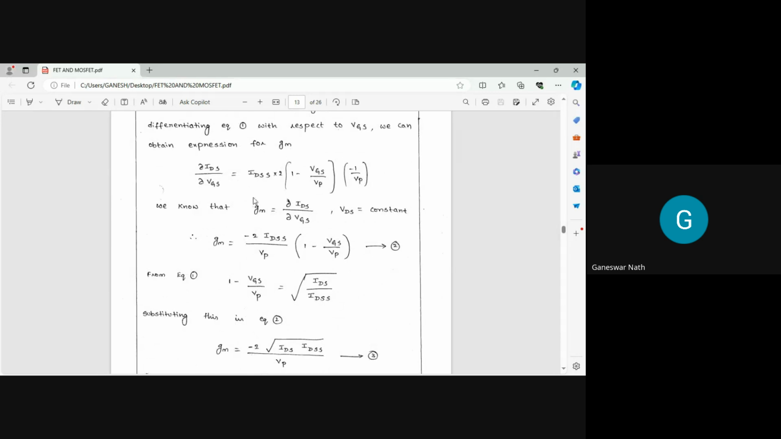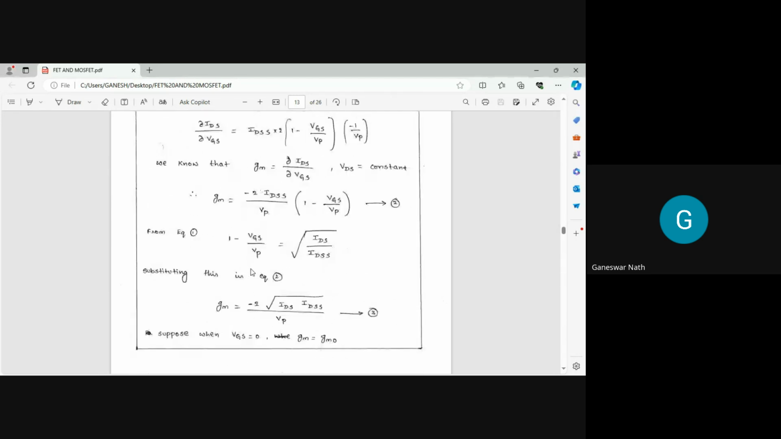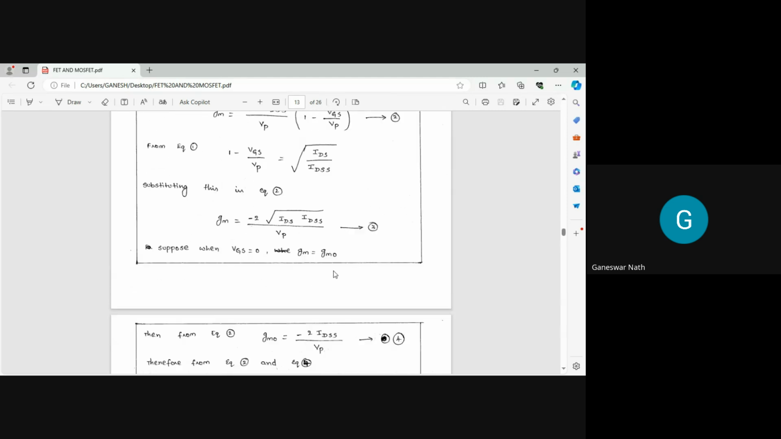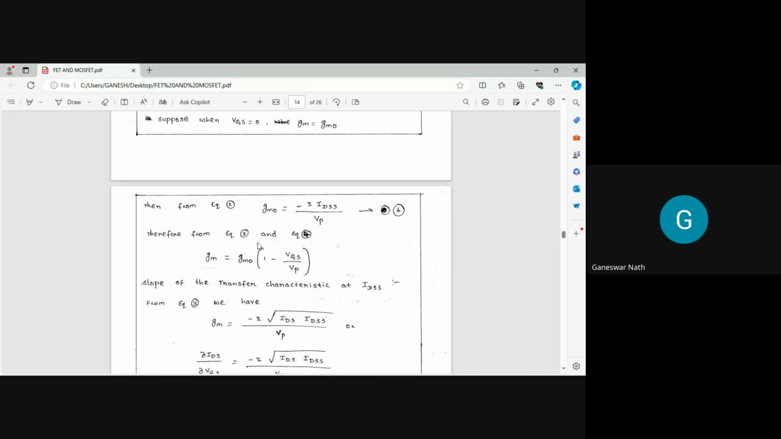Now from equation 1, we can also find that 1 minus VGS by VP is equal to the square root of IDS by IDSS. Substituting this value in equation 2, we find Gm is equal to minus 2 IDSS by VP into the square root of IDS by IDSS. When VGS is equal to 0, Gm is Gm0, which is equal to minus 2 IDSS by VP.